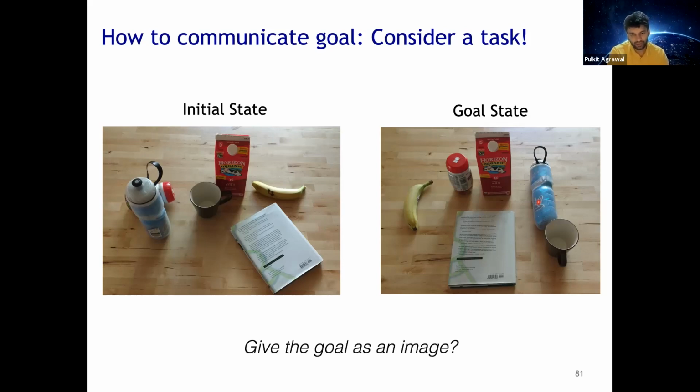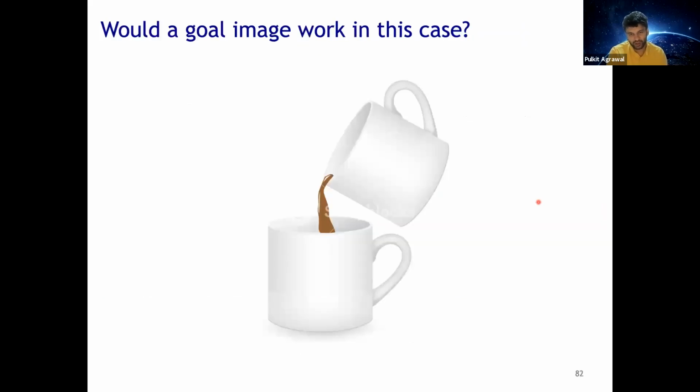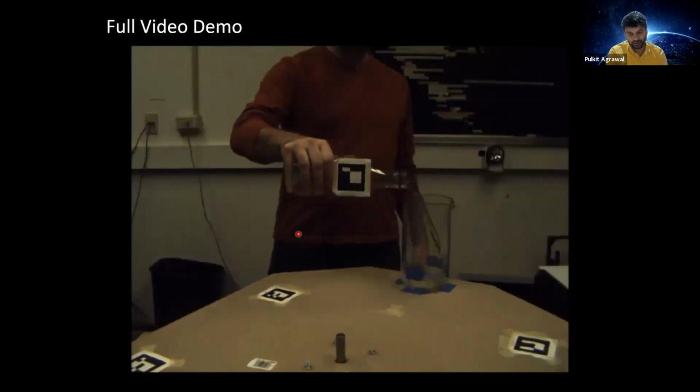If I'm trying to rearrange objects, maybe this is an appropriate way of stating the goal. But what if I take coffee, pour it into the other cup, and then put the cup down? Then the final image might not tell me much, especially from a side view, since both cups would look the same. I wouldn't know just from the goal image what the task was. Then you might say, instead of just giving me the last state, how about I give you a video?